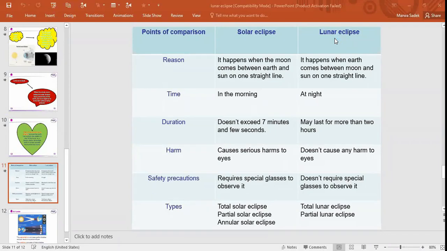What are the types of each one? The types of solar eclipse are total solar eclipse, partial solar eclipse, and annular solar eclipse. But in the lunar eclipse, we have only 2 types, total lunar eclipse and partial lunar eclipse. So again, what are the types of solar eclipse? Total, partial, and annular. What are the types of lunar eclipse? Total lunar eclipse and partial lunar eclipse. Okay?